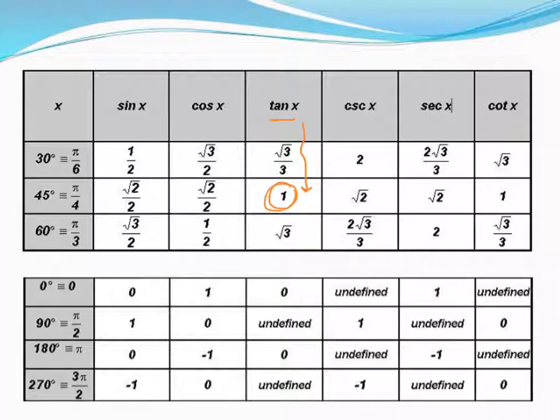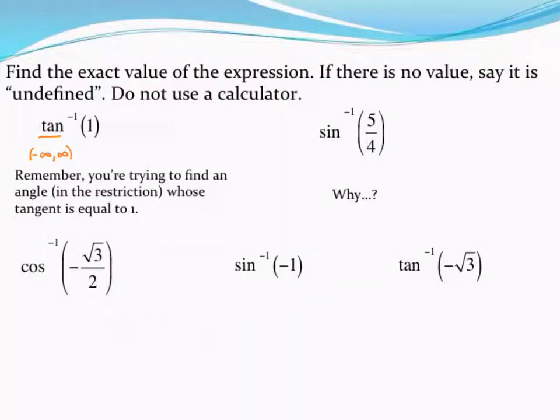So I'm working with 1, which means the angle that's going to get me that ratio is back here, just pi over 4. I'm always working with radians from now on. I'm probably not going to be working with degrees too much. So pi over 4 is the angle we're looking for. So back to our problem then. The inverse tangent of 1 is just pi over 4.